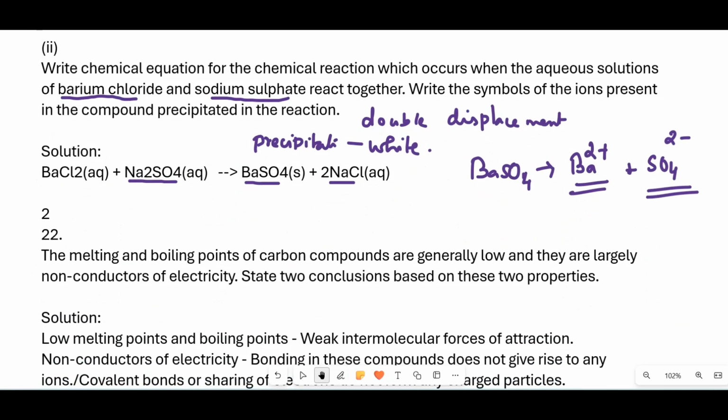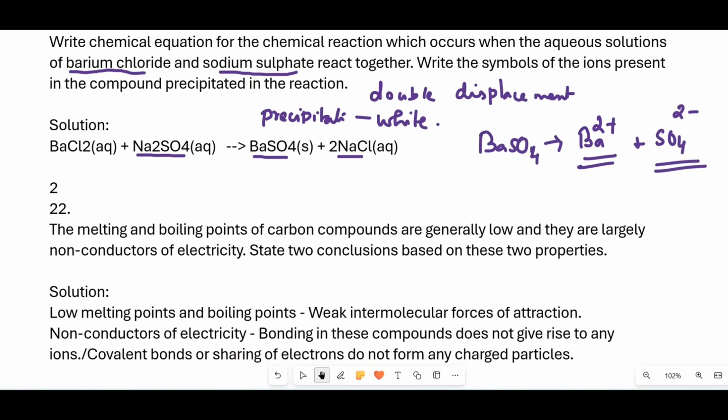Next question. Melting and boiling points of carbon compounds are generally low and they are largely non-conductors of electricity. State two conclusions based on these two properties. So the low melting and boiling points of carbon compounds are due to the weak intermolecular forces of attraction. Carbon compounds have weak intermolecular force of attraction, so obviously they will have low melting and boiling points, and they are non-conductors of electricity. So these are the two characteristics of carbon compounds.